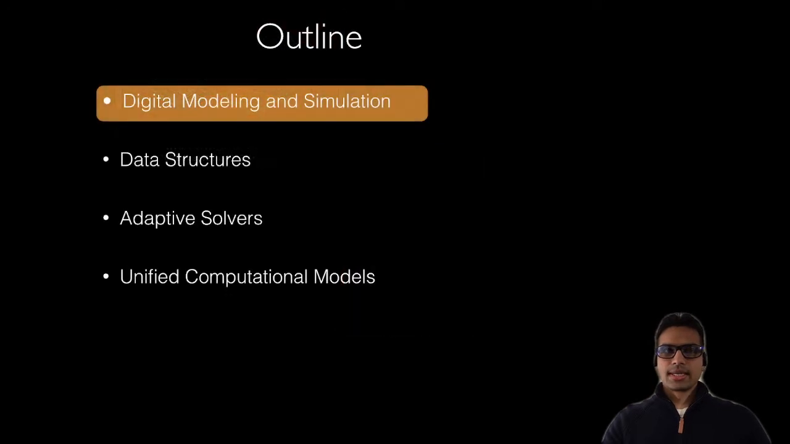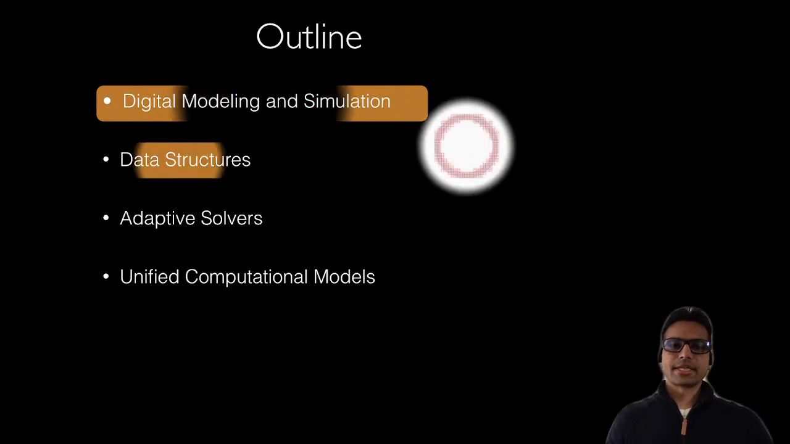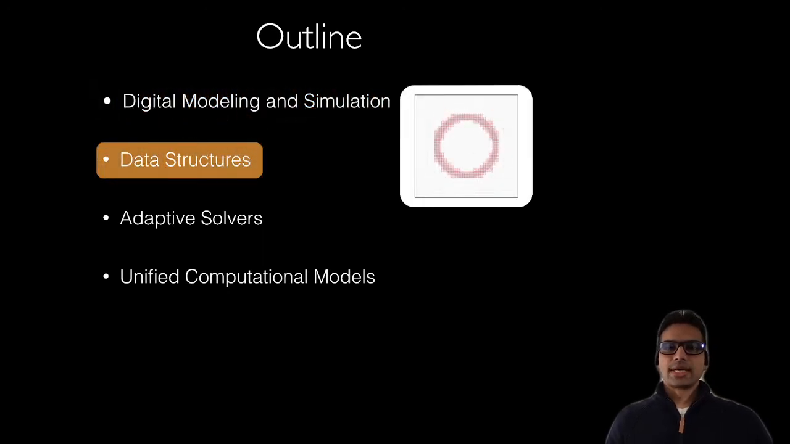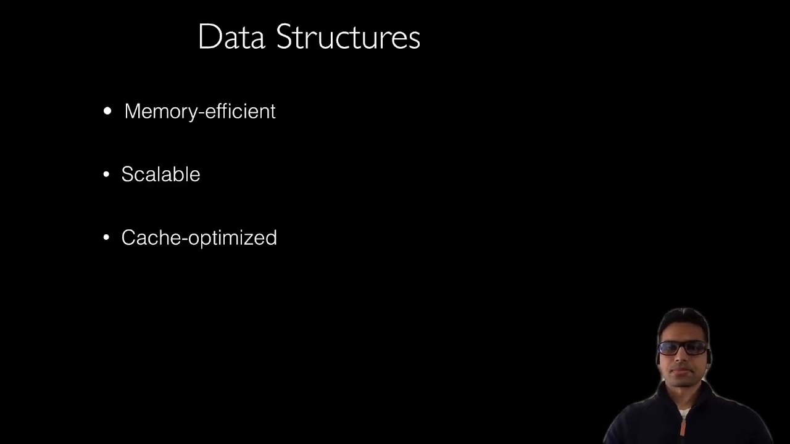So let me first talk about how we can design efficient data structures to accommodate an extremely large amount of degrees of freedom. So we require three things out of these data structures. We require them to be memory efficient and scalable to massive problem sizes, and we also want them to be cache optimized for maximum performance.